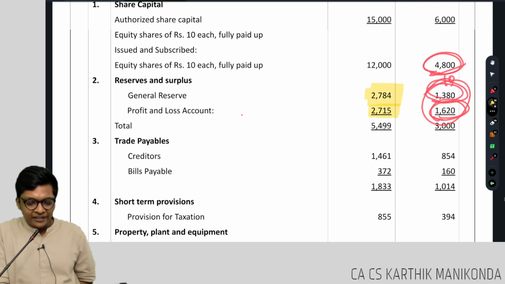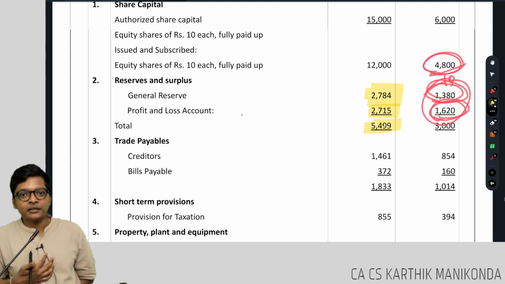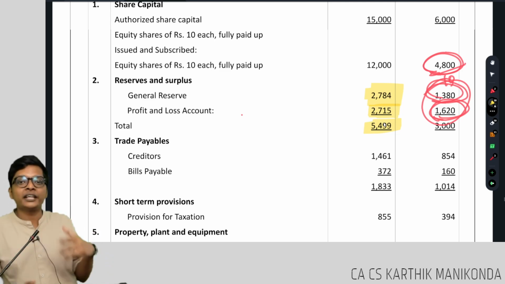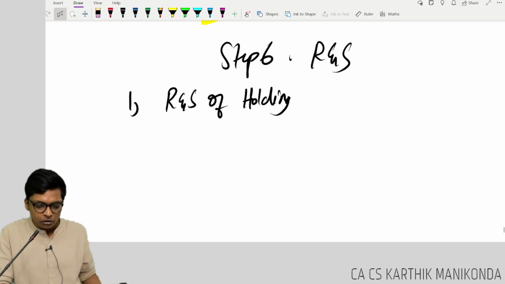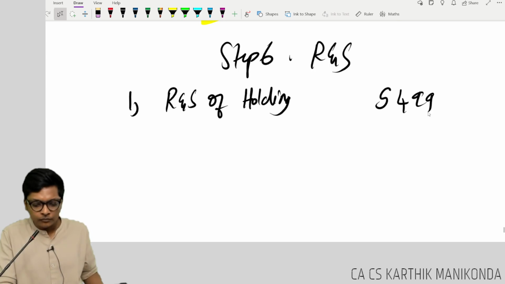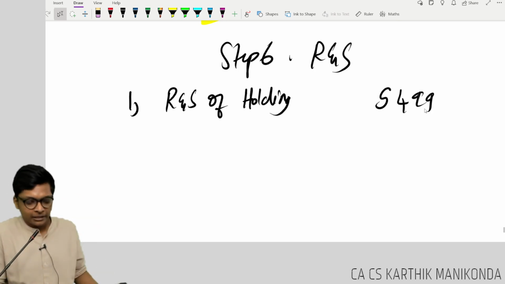2784 or 2715 or 5499? I am finding reserves for the purpose of balance sheet. I will take everything of holding. Why only 2748? Fully I should take 5499. This is reserves of holding.